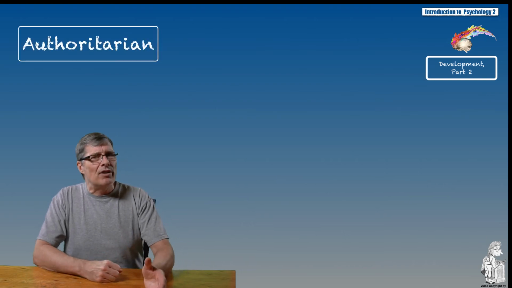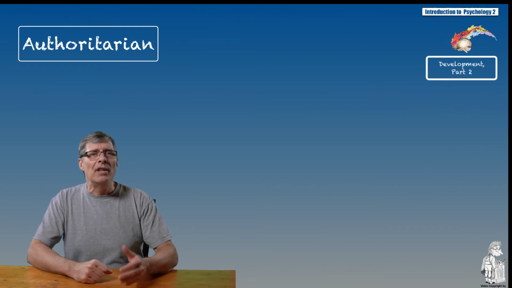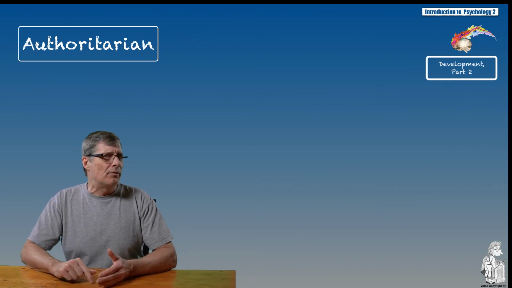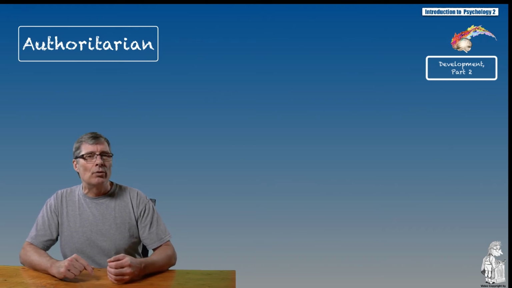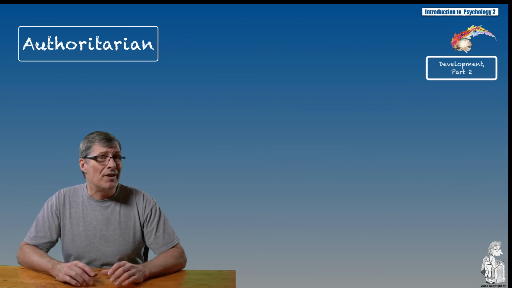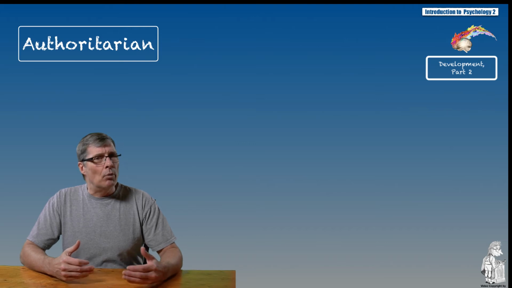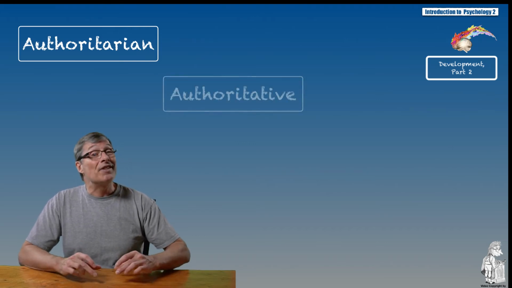Authoritarian. Now these parents make rules, expect unquestioned obedience from their children, punish misbehavior, often through physical punishments, and value obedience to authority. Children disciplined in this manner tend to be withdrawn, anxious, and unhappy. Now we'll compare that to authoritative.